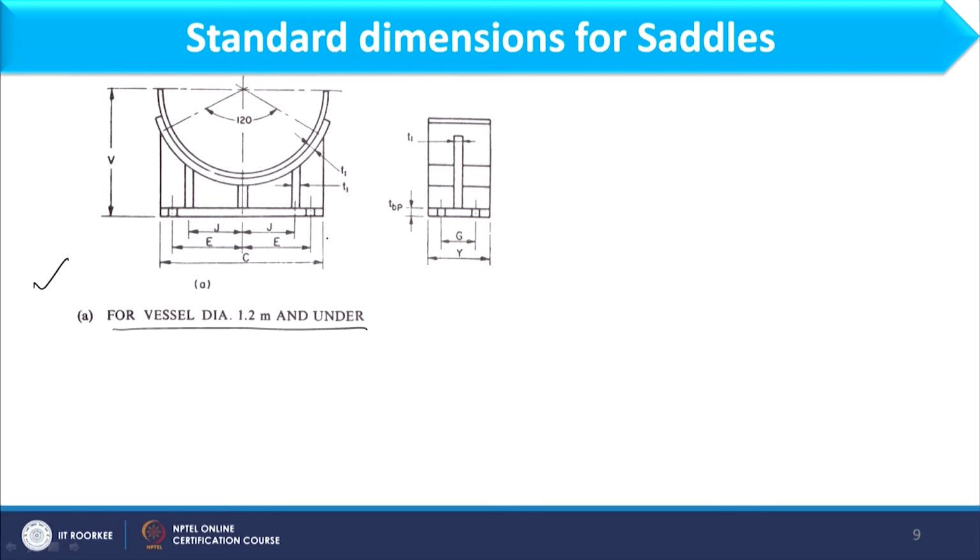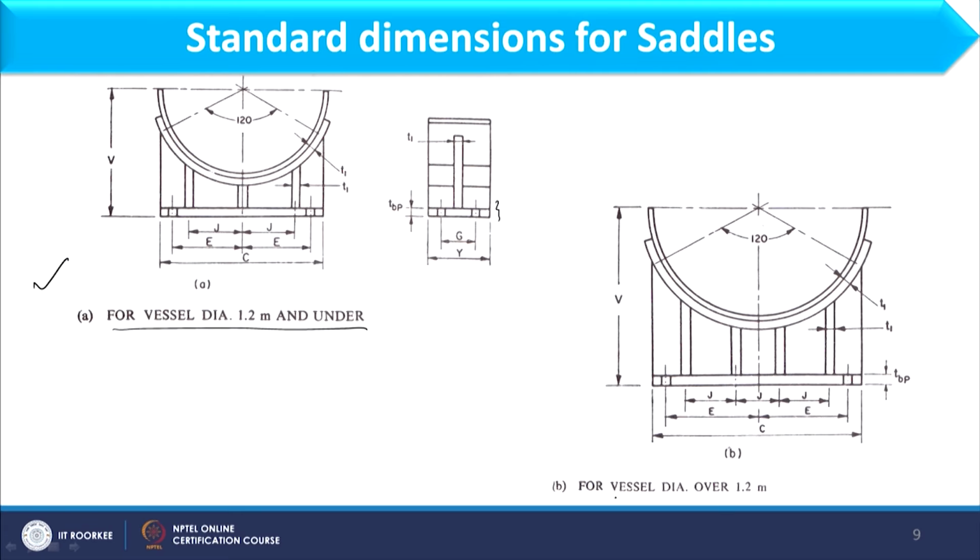And now we will discuss different dimensions related to the saddle, which can be better understood by these diagrams shown over here. In this image, we have a vessel diameter of 1.2 meter or lesser. What would be the standard dimensions? The dimensions include J, E, C, G, Y, T, B, and P, that is the thickness of the bearing plate. All these parameters have standard dimensions.